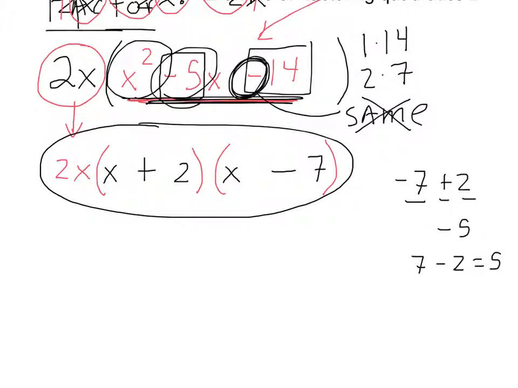Now, if you wanted to check your answer, what you would do is you would multiply these two binomials by foiling, and then you would distribute the 2x. But to be clear, 2x, parentheses, x plus 2, close the parentheses, and open another one, x minus 7, and close it. This right here is the answer to the original question. If you enter this in Khan Academy, you will get the right answer.